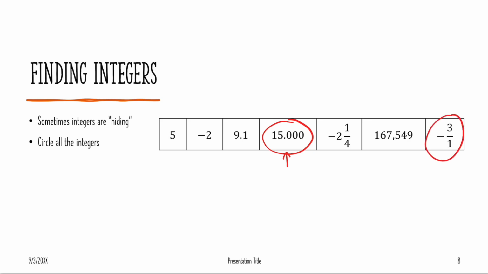Kind of same thing with this, -3/1, also an integer because anything over 1 is just whatever is on the top. -3 is an integer.